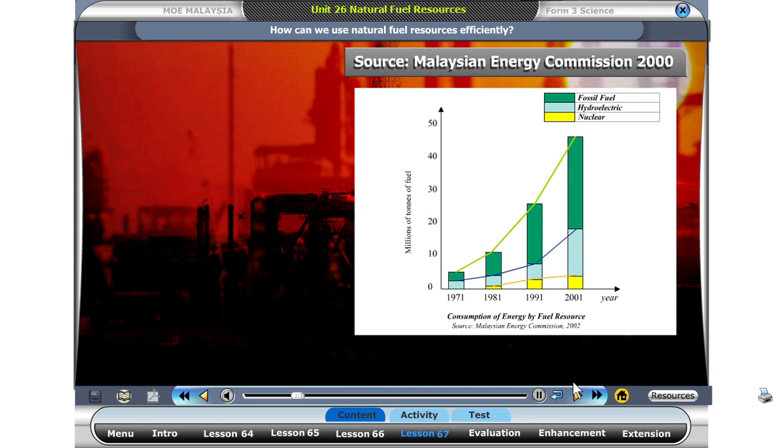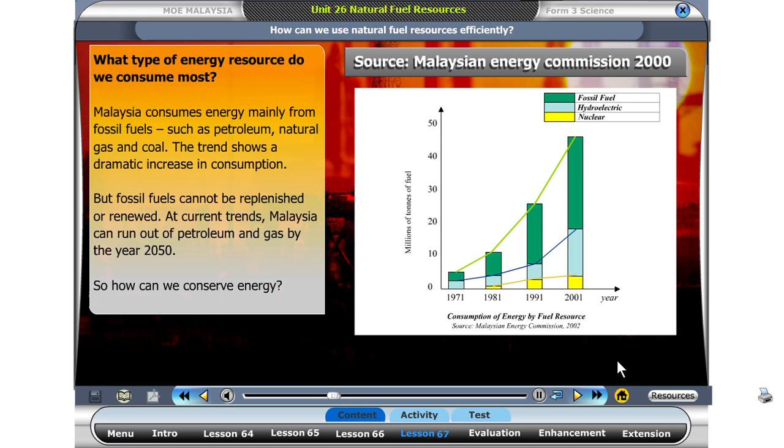In order to maintain economic and infrastructure growth, Malaysia will have to generate and consume a lot of energy. Analyze this chart. What type of energy resource do we consume most? Click Explain. Yes, Malaysia consumes energy mainly from fossil fuels such as petroleum, natural gas, and coal. And the trend shows a dramatic increase in consumption. But fossil fuels cannot be replenished or renewed.